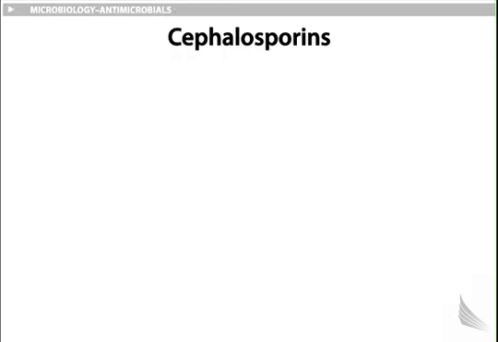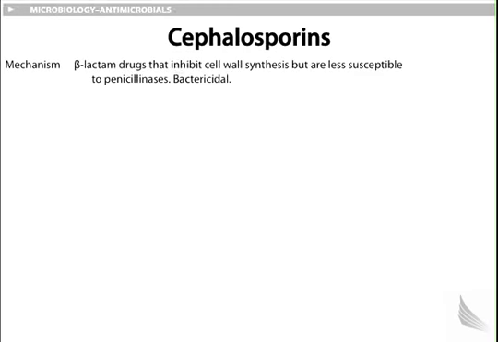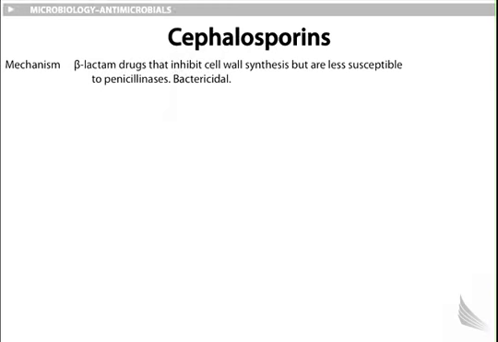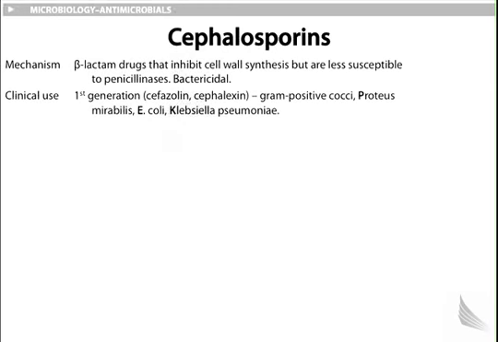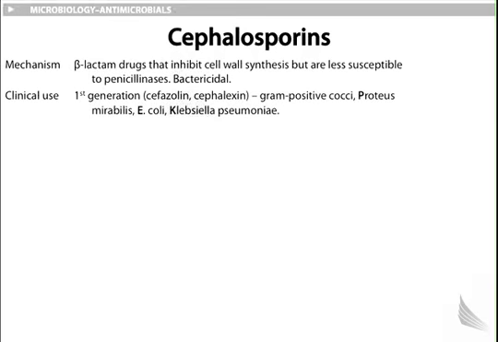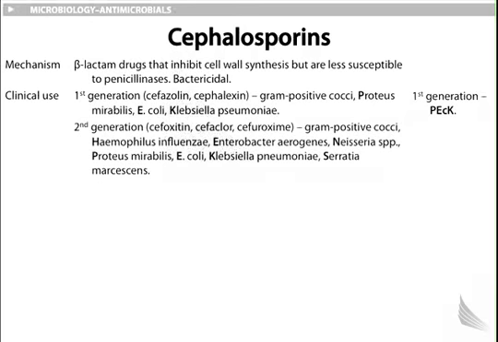Moving off of the penicillins, let's talk about cephalosporins. Cephalosporins are beta-lactam drugs that inhibit cell wall synthesis but are less susceptible to penicillinases. They, like the penicillins, are bactericidal. The first generation cephalosporins include cefazolin and cephalexin. Their spectrum of activity includes gram-positive cocci, Proteus mirabilis, E. coli, and Klebsiella pneumoniae. So for first generation, remember gram-positive cocci and the mnemonic PEC: Proteus, E. coli, and Klebsiella. Second generation cephalosporins include cefoxitin, cefaclor, and cefuroxime.